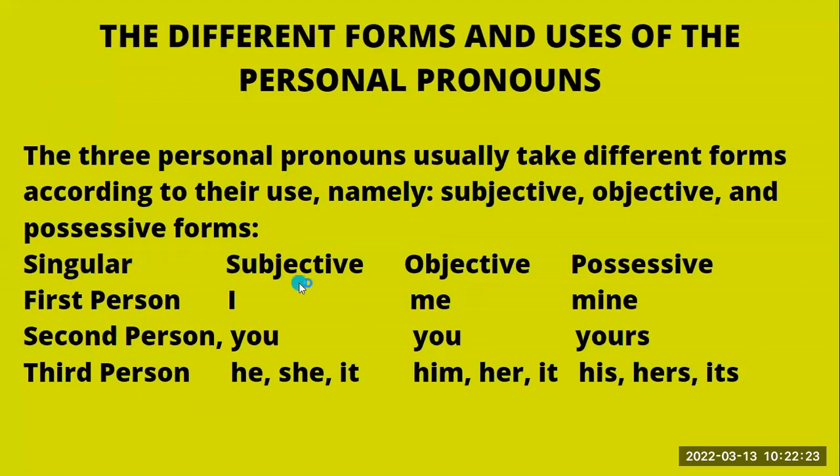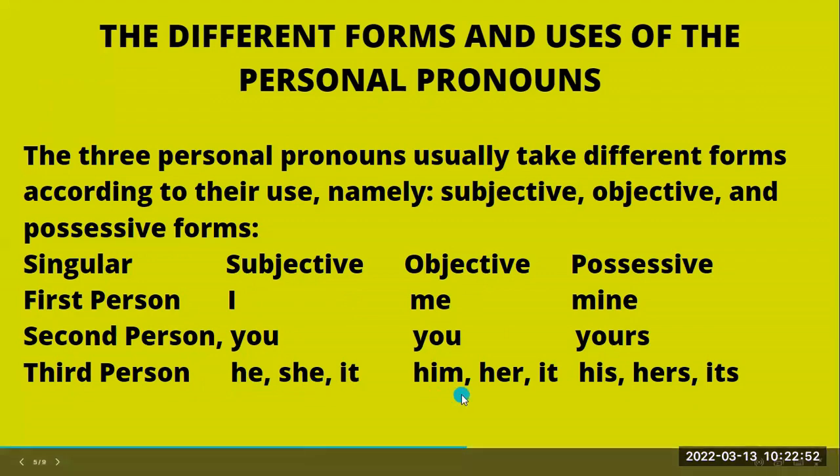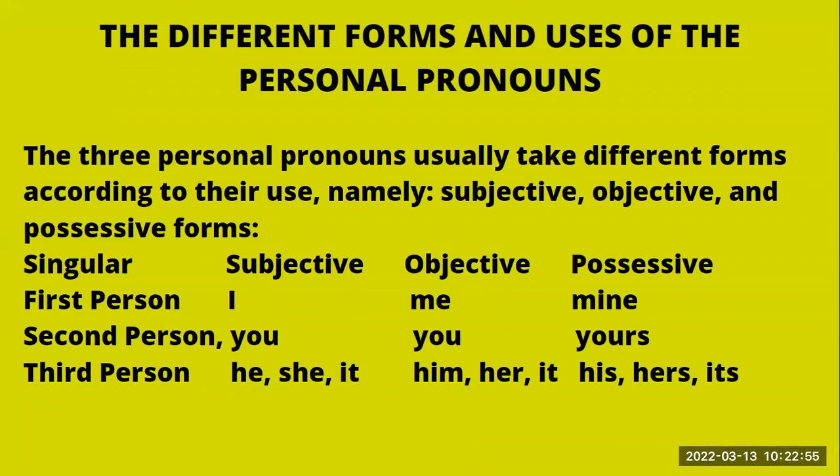Now, the singular forms: you have the first person subjective I, first person objective me, first person possessive mine. Then the second person subjective you, the second person objective you, and the possessive yours. The third person subjective forms are he, she, and it. Then the objective forms are him, her, and it, while the possessive forms are his, hers, and its.